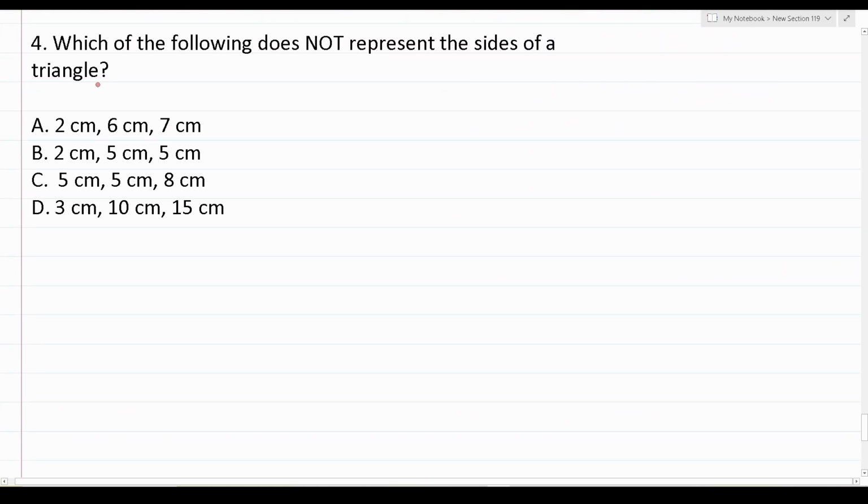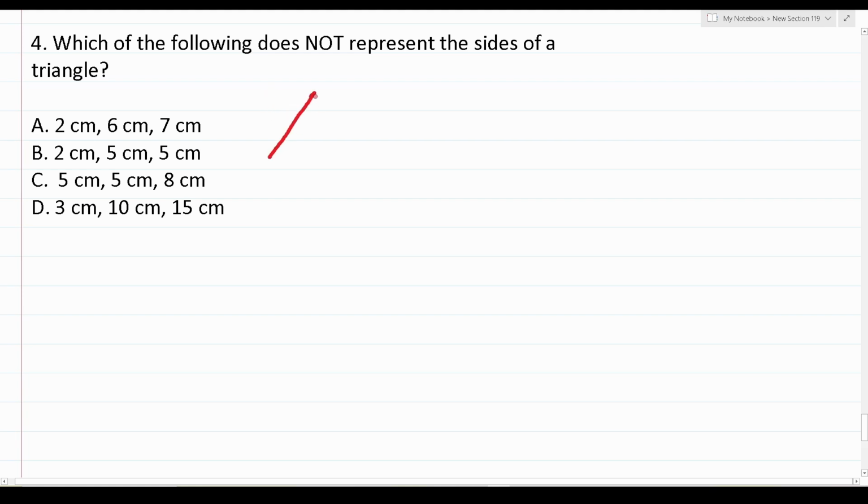So number 4, as you can see, says, which of the following does not represent the sides of a triangle? Well, as you may recall, we can use the side lengths and the Triangle Inequality Theorem to determine if something is a triangle or not. Specifically, the Triangle Inequality Theorem says this.